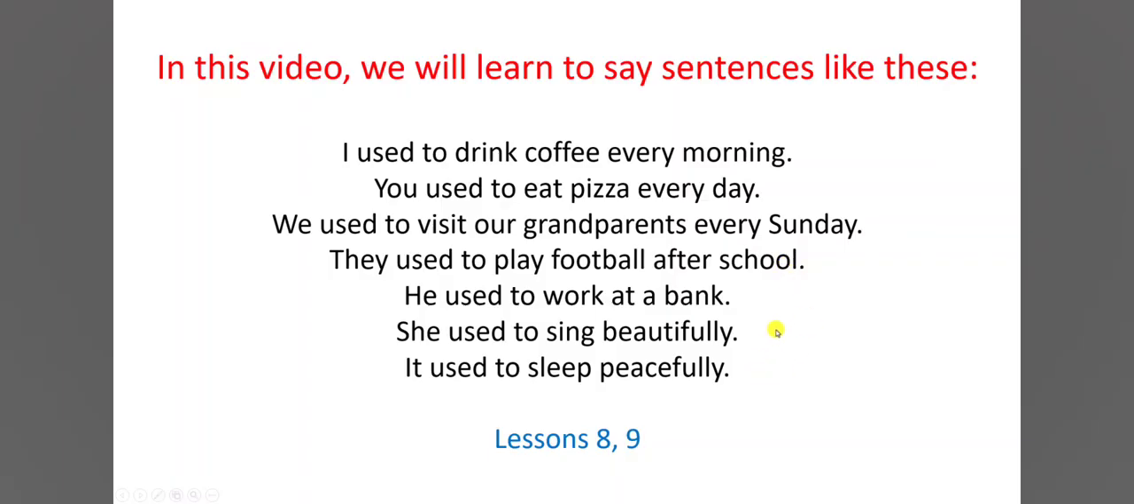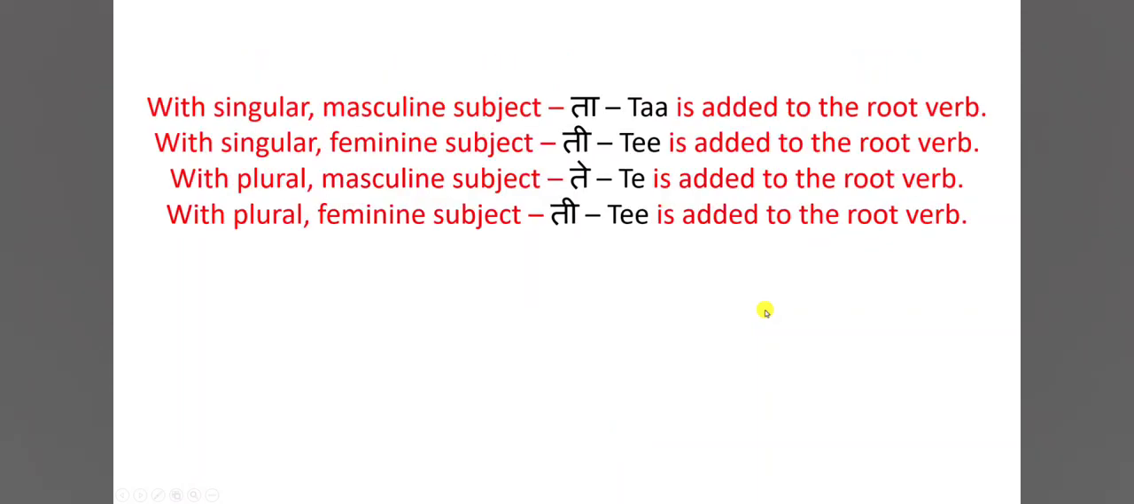Alright? Now, you already know all the words required to frame these sentences in Hindi. Now, what are those words? Ta, ti, te, and ti. Okay? Now, these are added to the root verb to frame simple present tense sentences. Okay? You already know this.